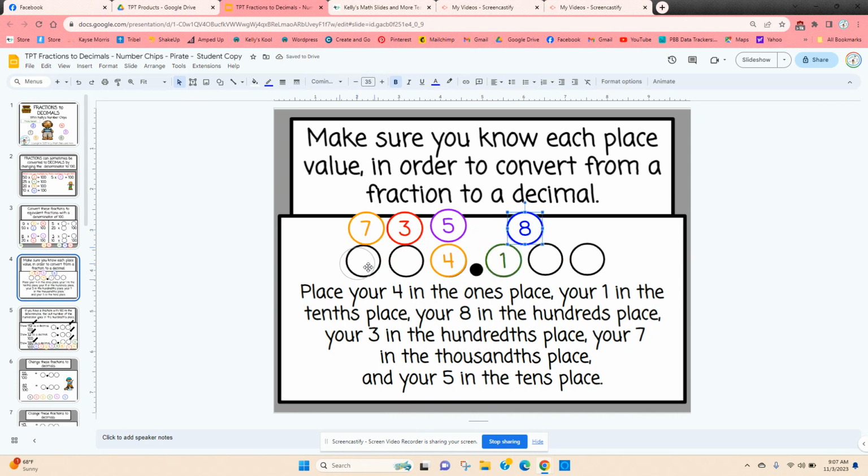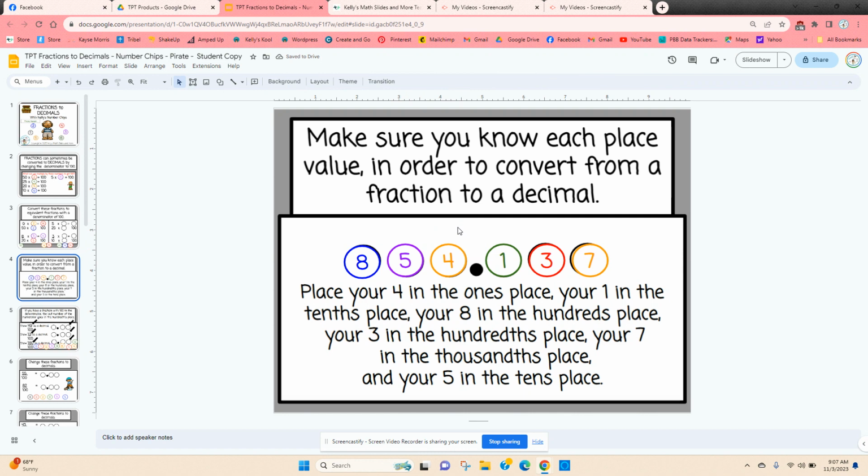8 in the hundreds place. 3 in the hundredths place with TH. 7 in the thousandths place. And then 5 in the tens place. So here again, if the numbers aren't working, they need to go back and look again.